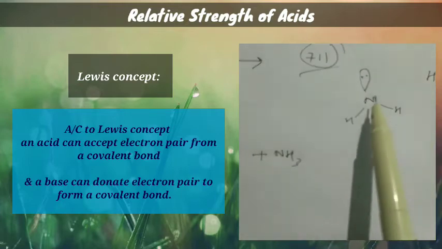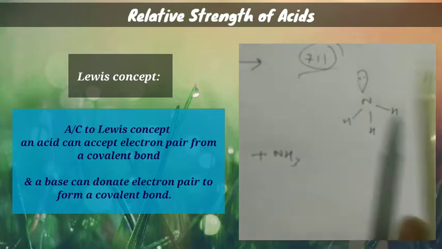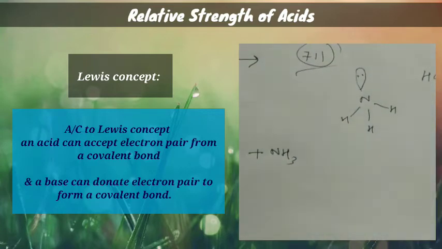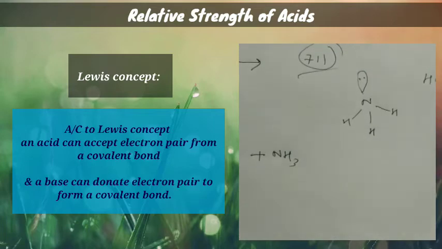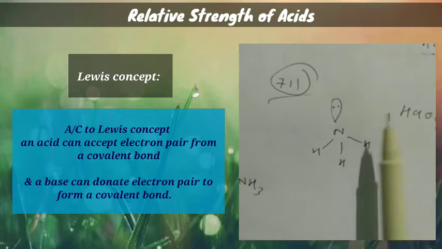Or you can also, actually this lone pair is one of the hybridized orbitals. So you have to know the hybridizations also. What is the hybridization? Actually, sp3 hybridization is this one.